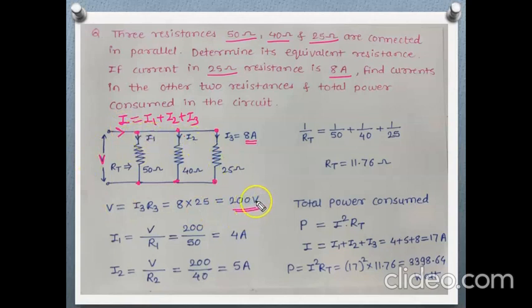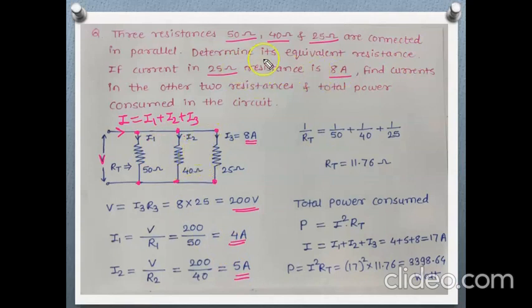From this 200 volt, we can calculate I1 and I2. I1 will be the voltage across these 2 points divided by resistance. So 200 divided by 50 is 4 ampere according to Ohm's law. Similarly, I2 will be 200 divided by 40, which is 5 ampere. In this way, we can find the current through each branch.